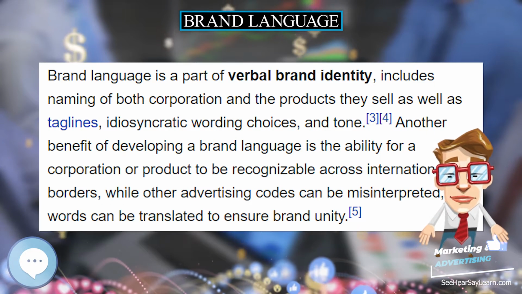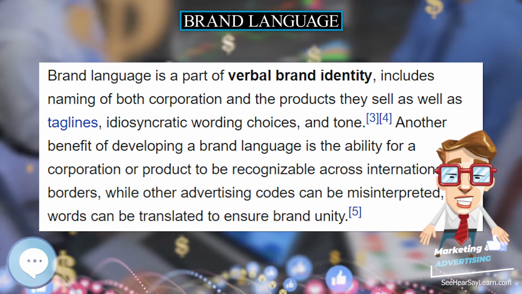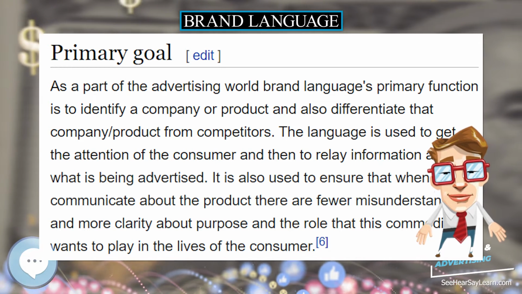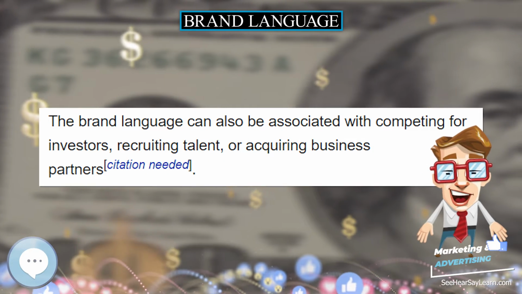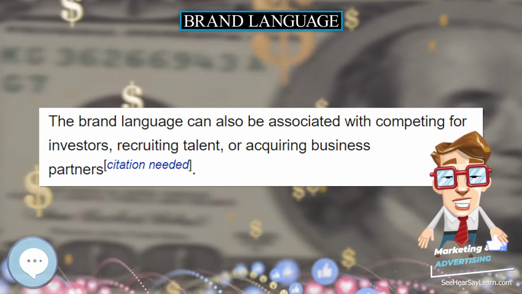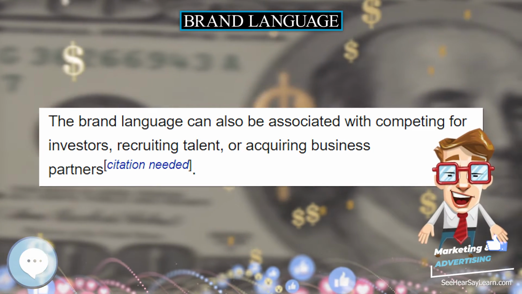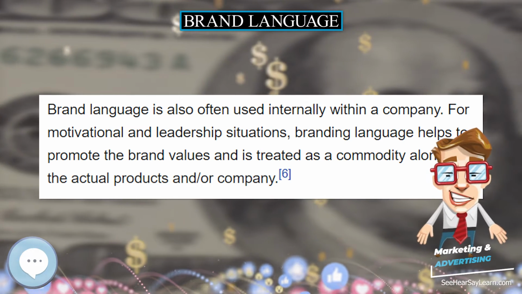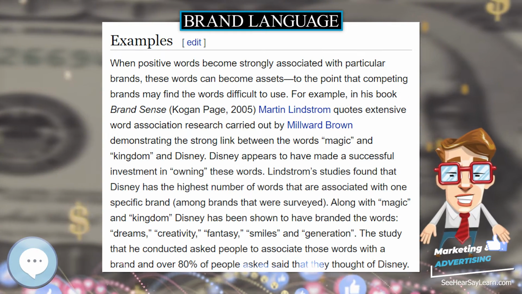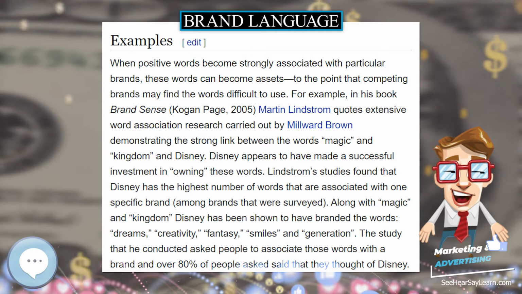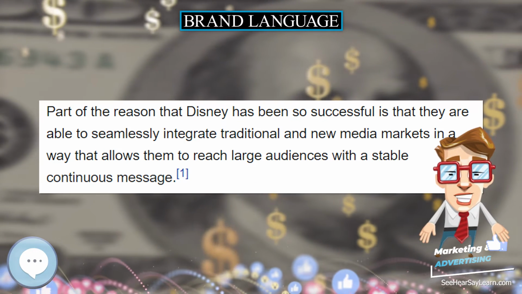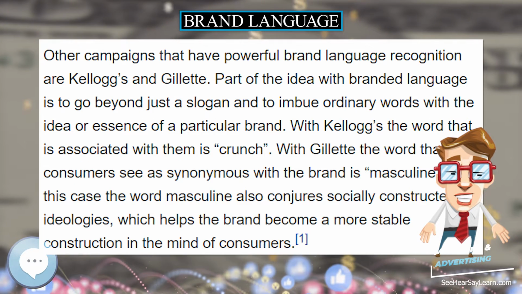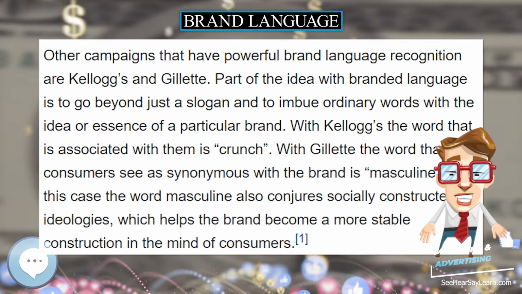Examples. When positive words become strongly associated with particular brands, these words can become assets, to the point that competing brands may find the words difficult to use. For example, in his book Brand Sense, Kogan Page, 2005, Martin Lindstrom quotes extensive word association research carried out by Millward Brown demonstrating the strong link between the words magic and kingdom and Disney. Disney appears to have made a successful investment in owning these words.